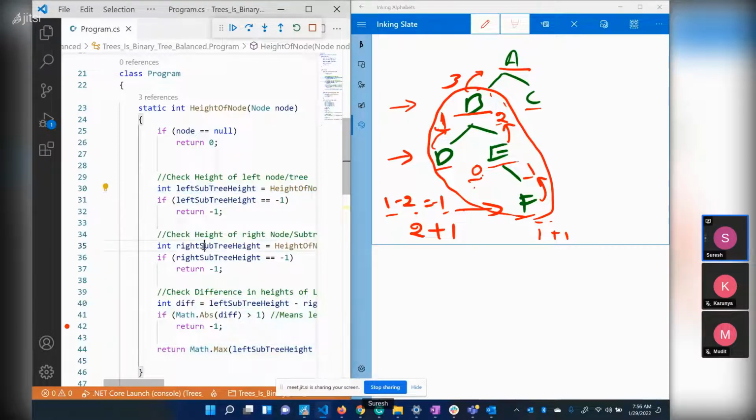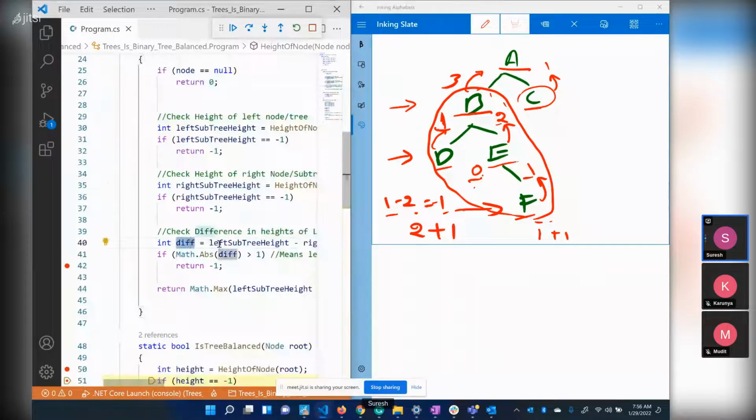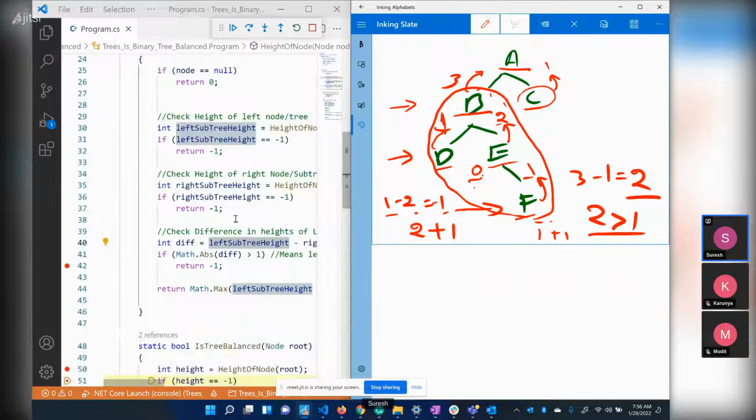Let's calculate the right subtree height. The right subtree means C. C will return 1 because it's just one node, right? Now you are still at A. Let's calculate the difference. Left subtree height is 3 and right subtree height is 1, which gives a difference of 2. 2 is greater than 1. Yes, see, this condition will be satisfied.